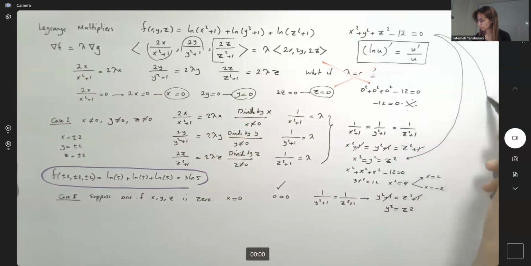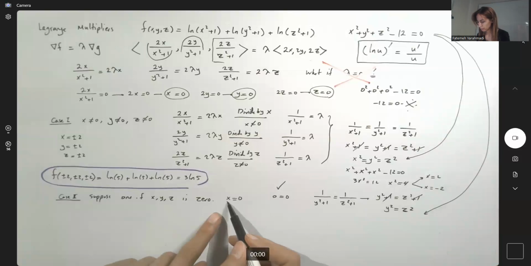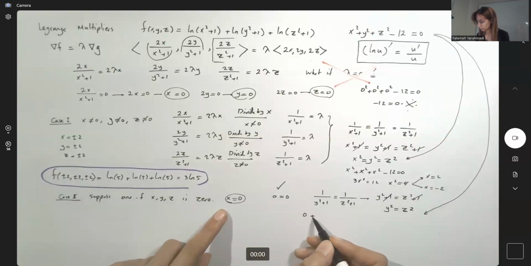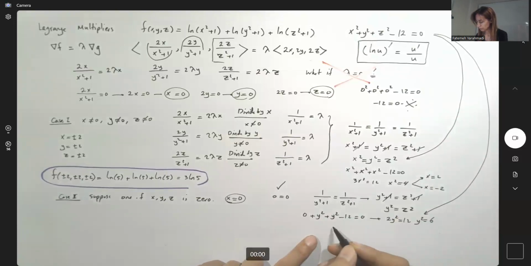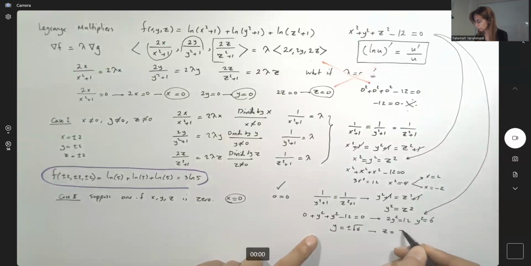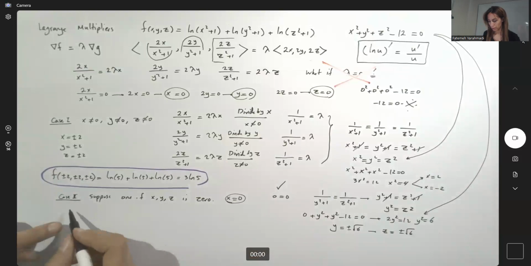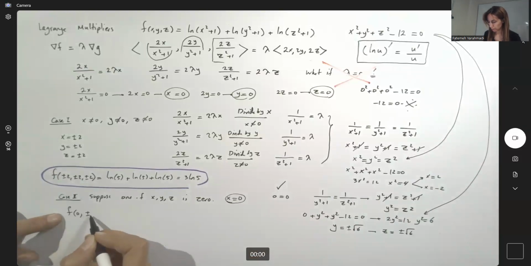Now take a look at your constraint again. X is 0. So you get 0 plus y squared minus 12 equal to 0. So 2y squared is 12. Y squared is equal to 6, and y becomes plus minus square root of 6. Since z squared and y squared are equal to each other, you have the same scenario for z, plus minus square root of 6.